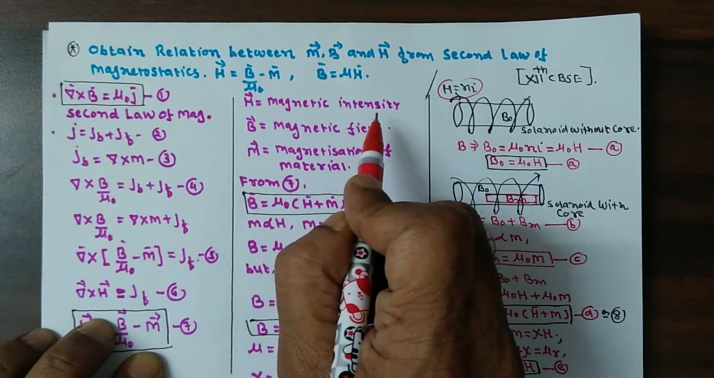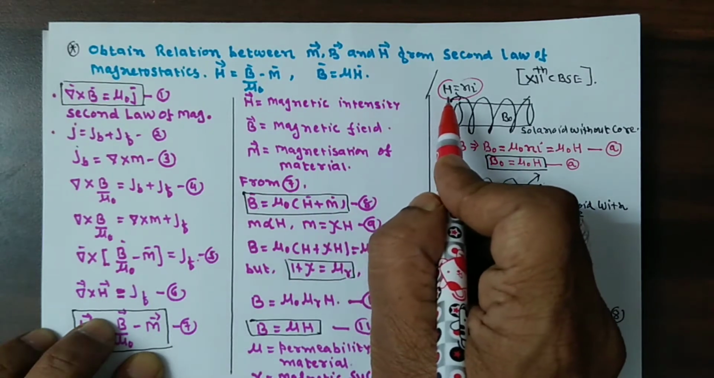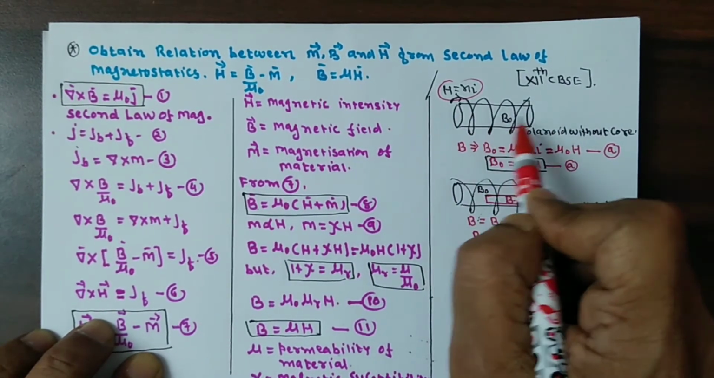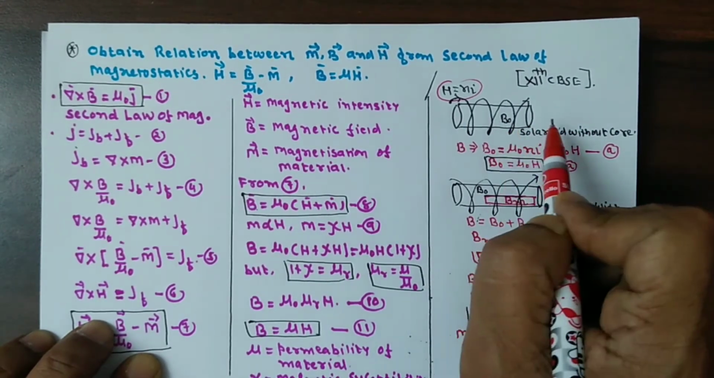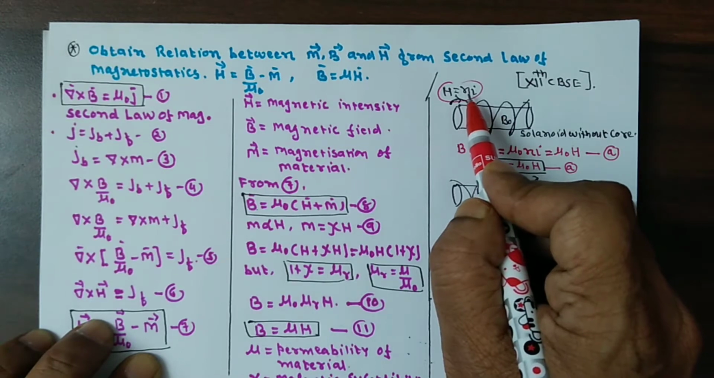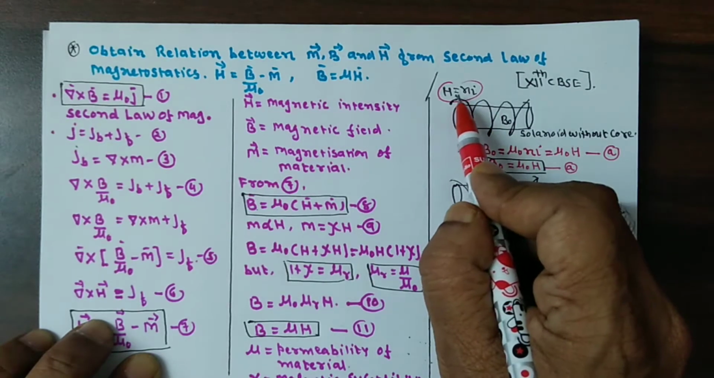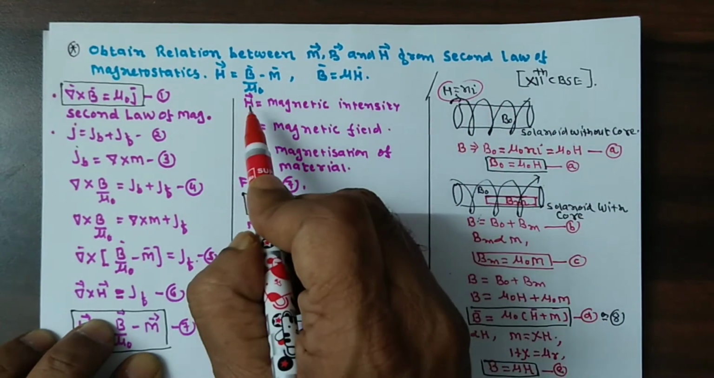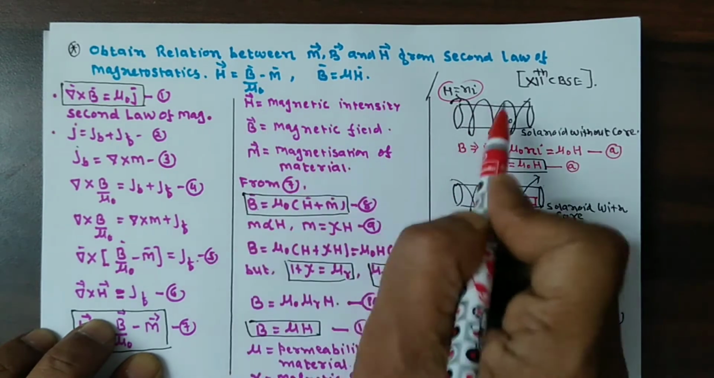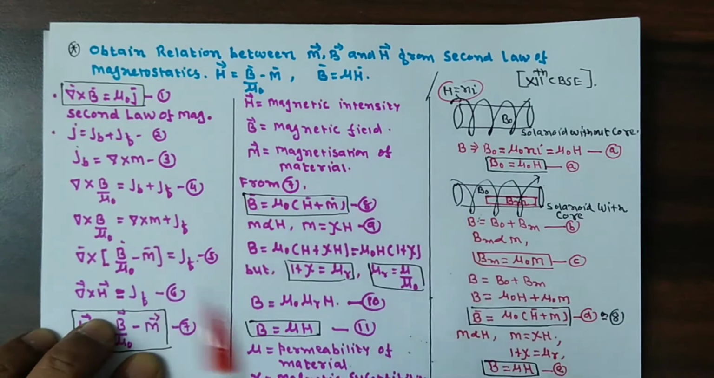Magnetic intensity. Actually this one is source field. You consider a solenoid without any iron core. Okay, without any core. What will happen? You pass the current I through it. n is the number of turns per unit length. So H equal to nI. So it is field vector. This is called magnetic intensity or source field H.